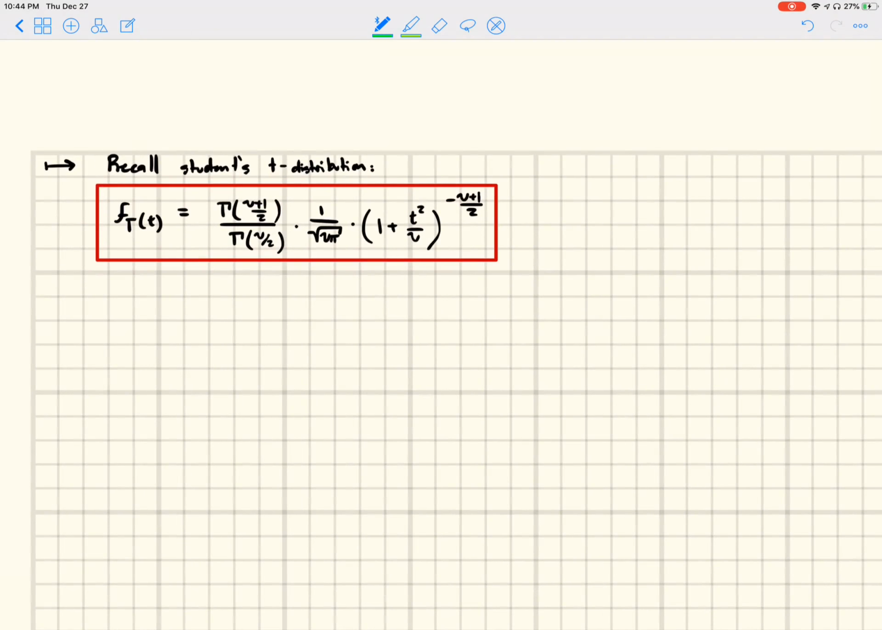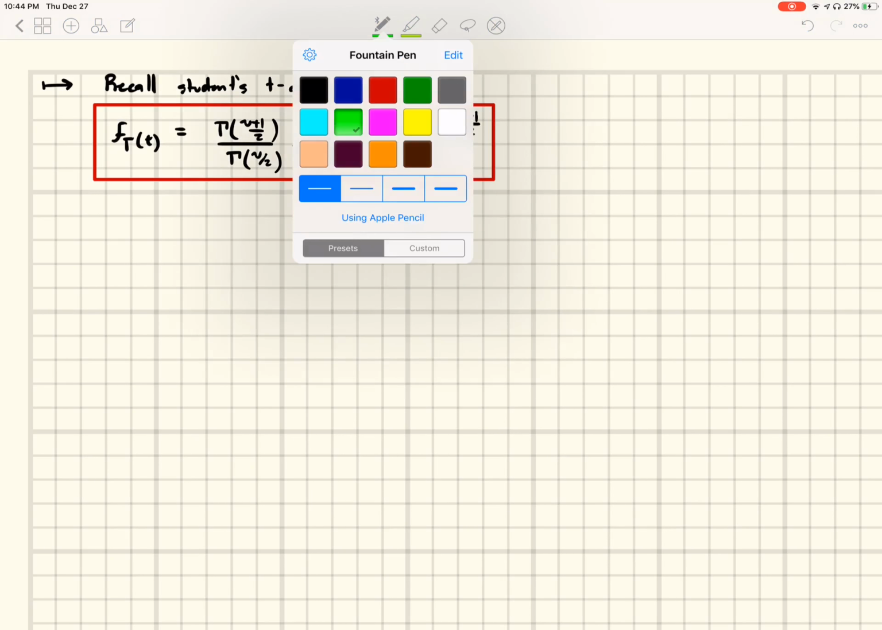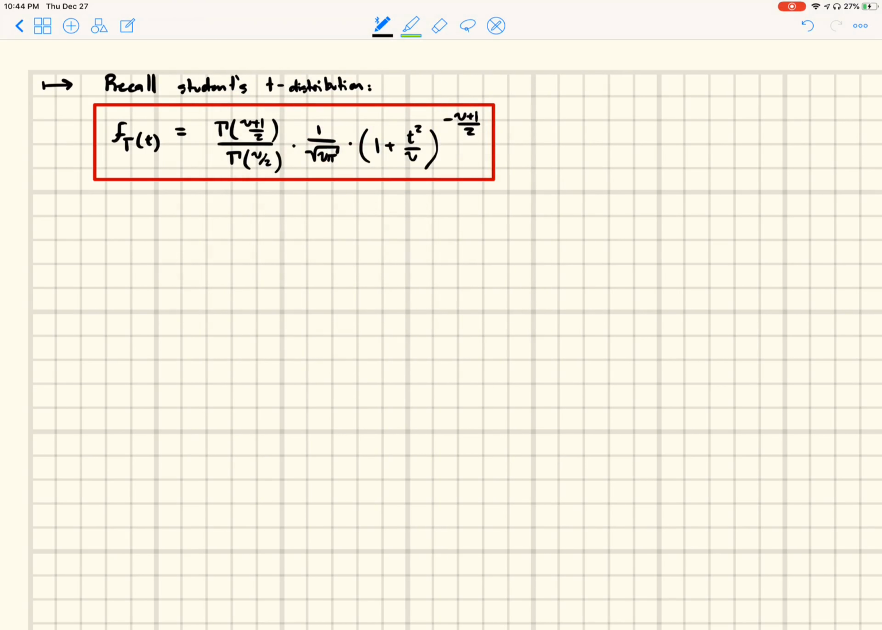Okay, so recall last time that we were looking at Student's t-distribution, that we derived from first principles an expression for Student's t-distribution. And that probability distribution function had this representation. So now we're going to look at the cumulative distribution function for this probability distribution. And if we return again to our schematic, we can get some insight as to what we're interested in.